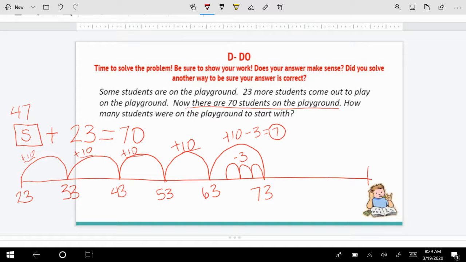When we have a missing addend or the start unknown, that's this type of problem, it can be kind of tricky because if we start with sum, we always want to see those numbers in there. So you may have said, I know the inverse or the opposite of addition is subtraction. So you may have solved it 70 minus 23 equals those students. There's several different ways that you probably could have solved this problem.